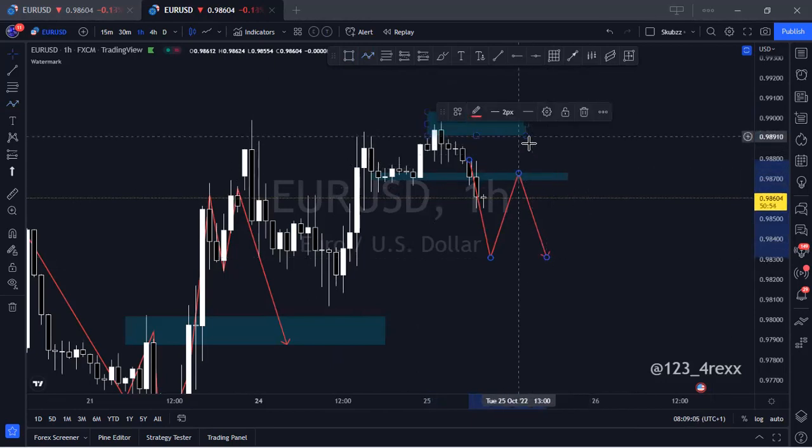Do you guys understand? Hope the background noise is not too much. Let me tweak my settings.